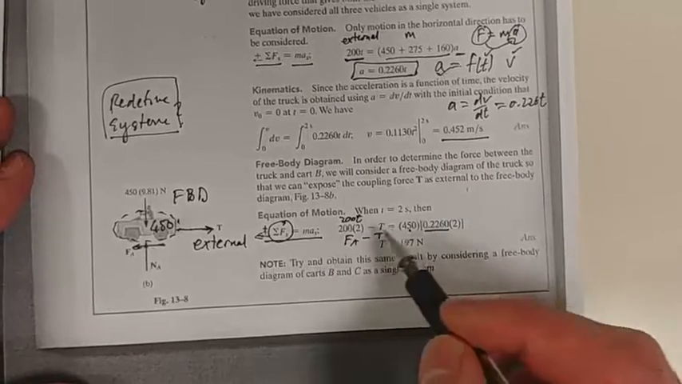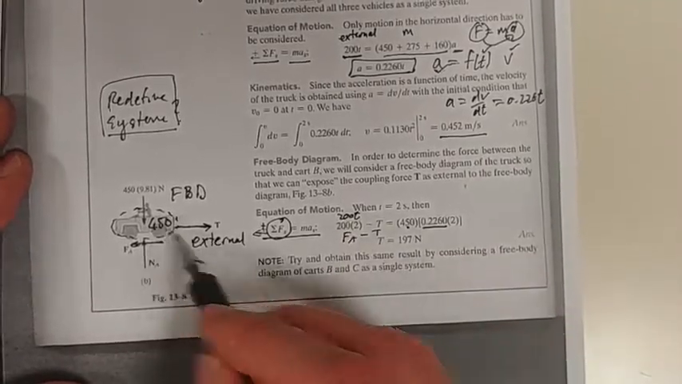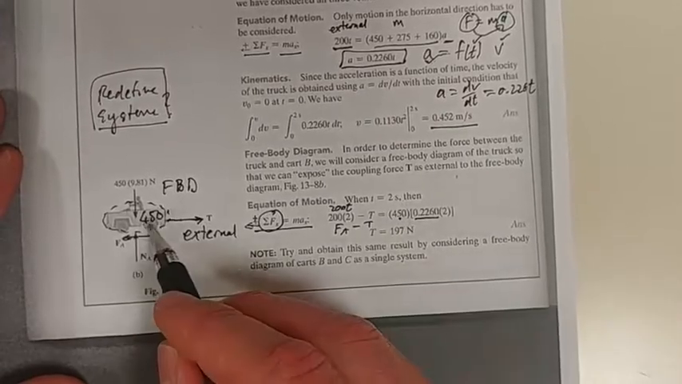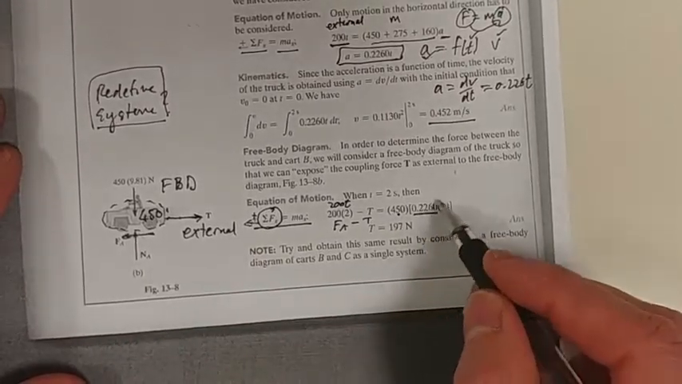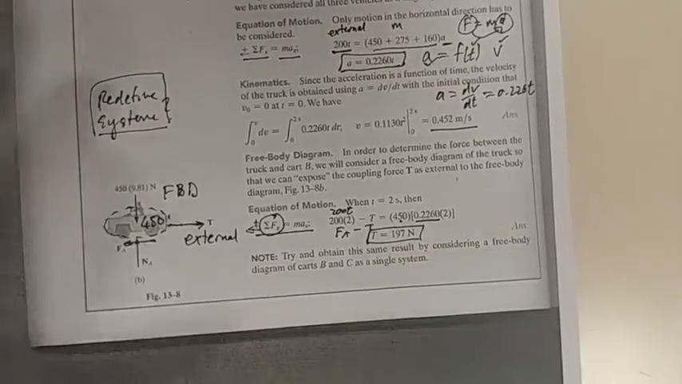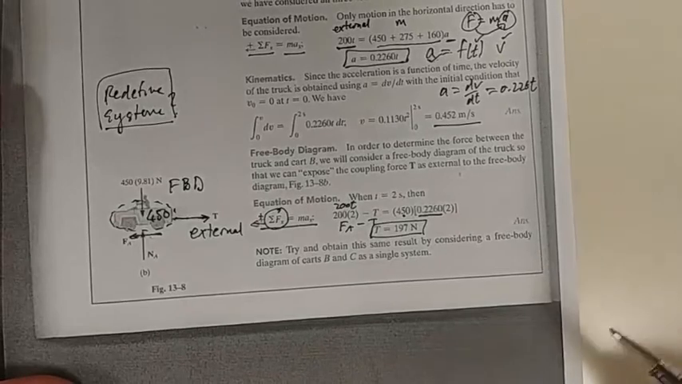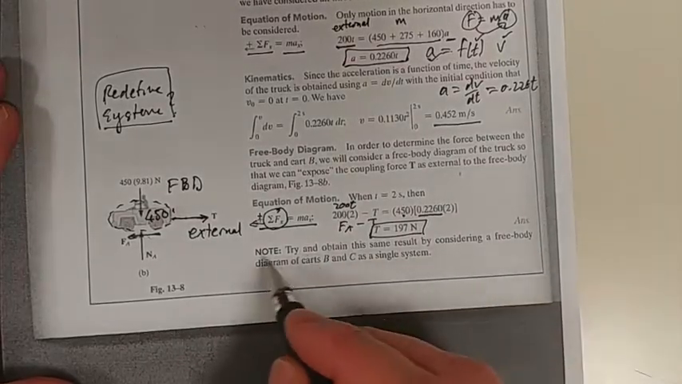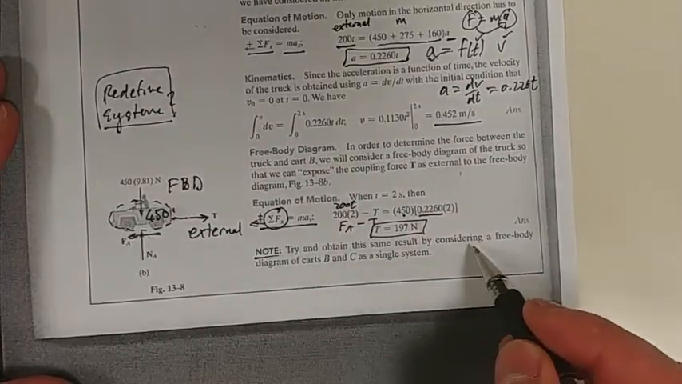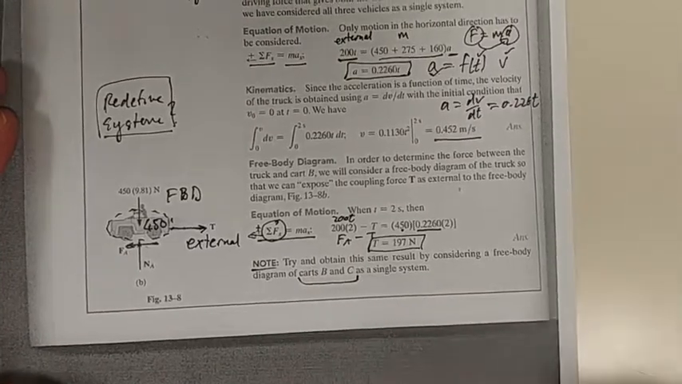All right, so we've got our new equation of motion, we've got our new forces, which are the forces that are external to the system, the mass of our new system, and the acceleration stays the same, and we calculate t equal to 197, okay? And just for your own exercise, it says here, try and obtain the same result by considering a free body diagram of carts B and C as a single system.